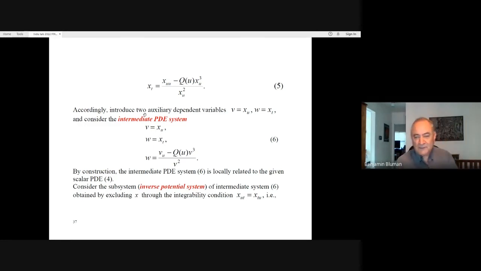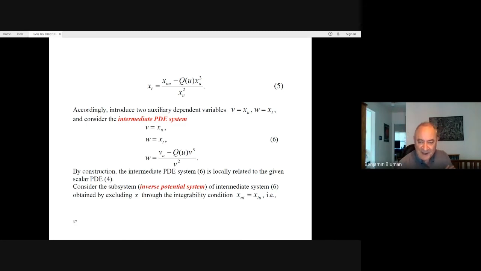Now, accordingly, the standard way when you form a system for a given PDE is you introduce auxiliary dependent variables, V, which is X sub U, and W, which is X sub T, and you get what I call an intermediate PDE system. The critical thing is that the equation is invariant under translation of the dependent variable. Remember that arose for the potential system that I mentioned, which is invariant under the translation of that potential variable V. Okay, so we consider the intermediate system, letting V equals X sub U, W equals X sub T, and express everything in terms of these quantities. Now we have a system with two dependent variables, but by construction, the intermediate system, by the way, is locally related to the given scalar PDE.